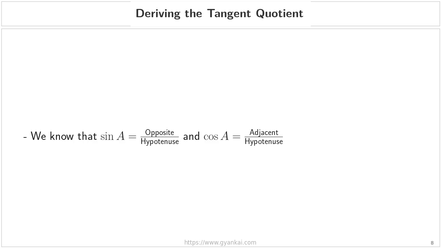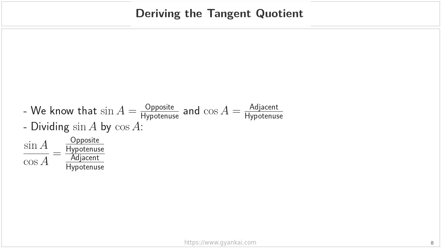Deriving the tangent quotient. First, let's recall the fundamental definitions we've already learned. We know that the sine of angle A is equal to the opposite side divided by the hypotenuse, and the cosine of angle A is equal to the adjacent side divided by the hypotenuse. To find the quotient relationship, let's perform a simple algebraic operation. Let's divide sine A by cosine A.